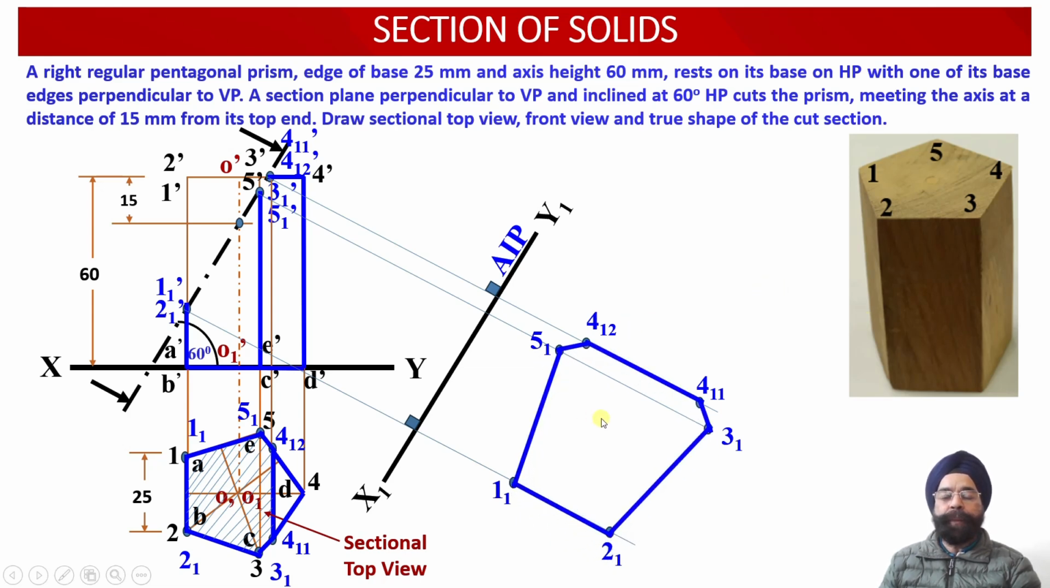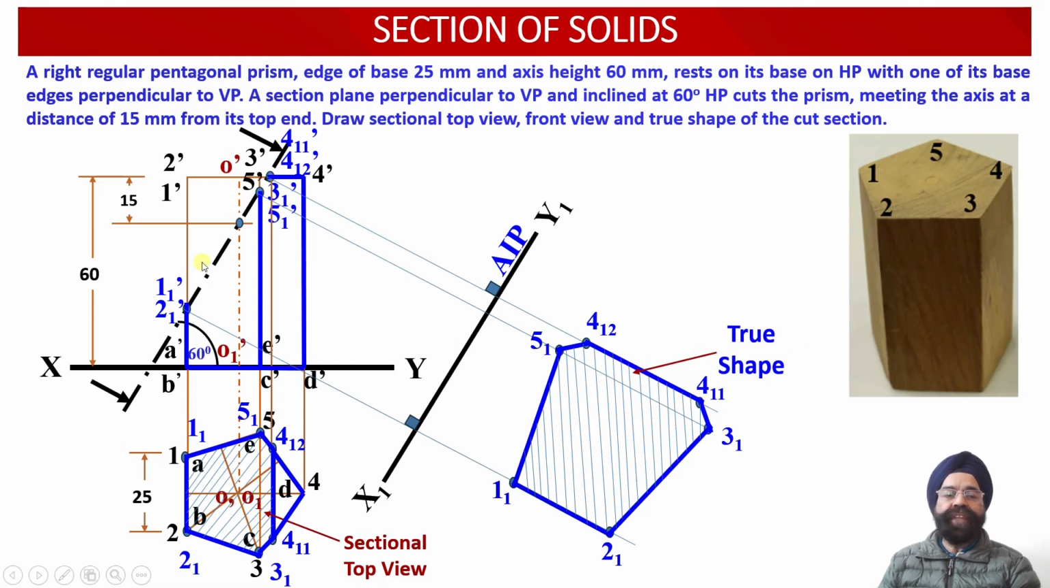Once we obtain this auxiliary plan view projection onto the auxiliary inclined plane, which was drawn parallel to the cut section, we have been able to obtain the true shape projection of this cut section, whose edge view is visible to us onto the horizontal plane, whose apparent shape projections are visible to us in the top view projections.